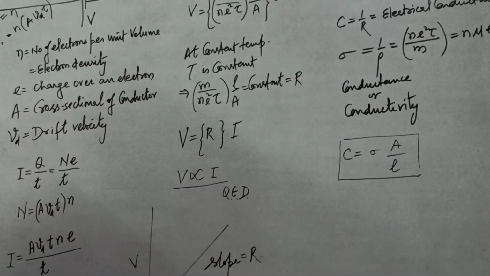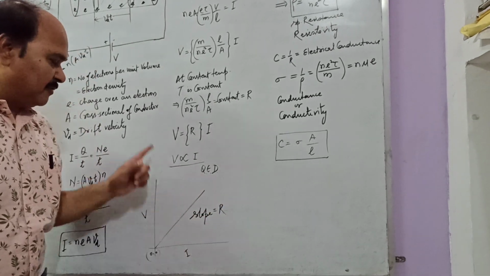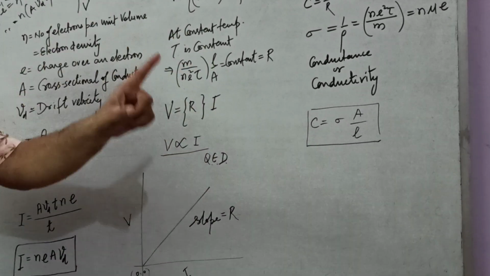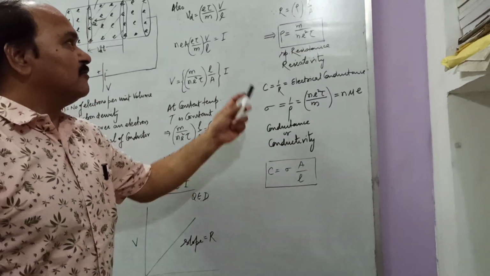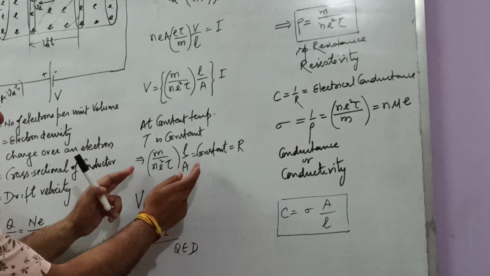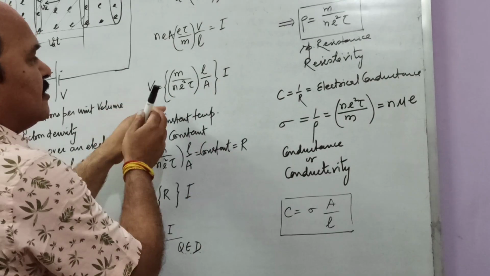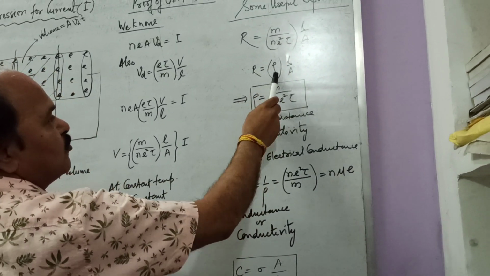The V versus I graph is a straight line, and the slope of this straight line is R. There are some very useful expressions which you can write down. This term written here is nothing but R. So what is this R? It is m upon n e square tau into L upon A. R is rho L upon A.